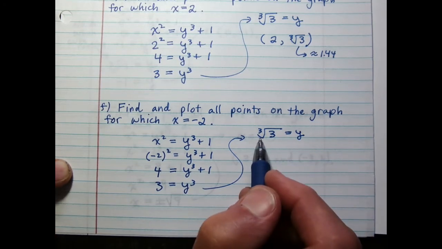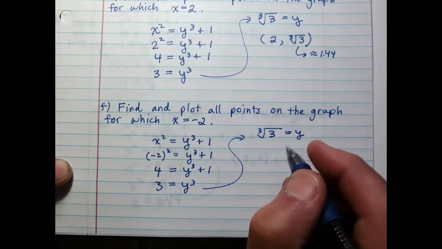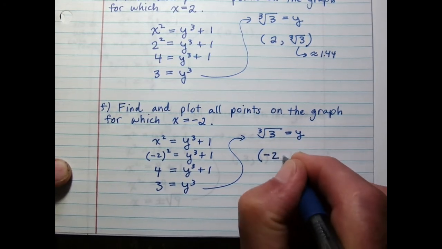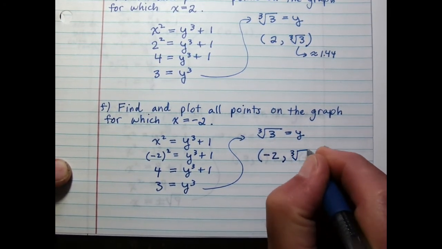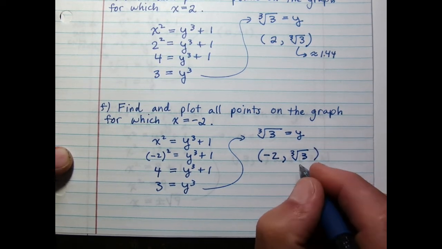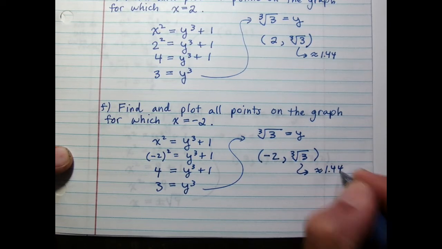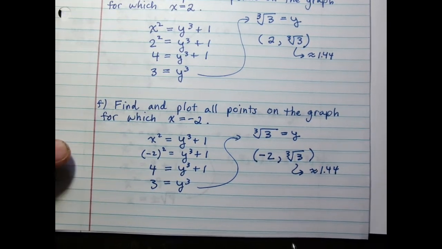Again, no plus or minus with cube roots, right? There's only one. And the difference here is we plugged in x equals negative 2. We got the cube root of 3 for y, which of course is the same y value as before, about 1.44. So I'm actually going to stop the video right here. We've gotten all these solutions. In the next part of the video, we're going to plot the points and draw our graph.